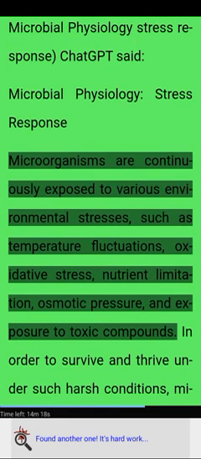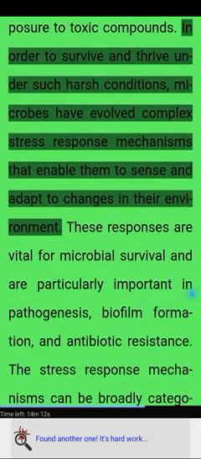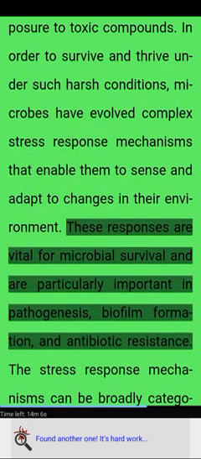Microorganisms are continuously exposed to various environmental stresses, such as temperature fluctuations, oxidative stress, nutrient limitation, osmotic pressure, and exposure to toxic compounds. In order to survive and thrive under such harsh conditions, microbes have evolved complex stress response mechanisms that enable them to sense and adapt to changes in their environment. These responses are vital for microbial survival and are particularly important in pathogenesis, biofilm formation, and antibiotic resistance.